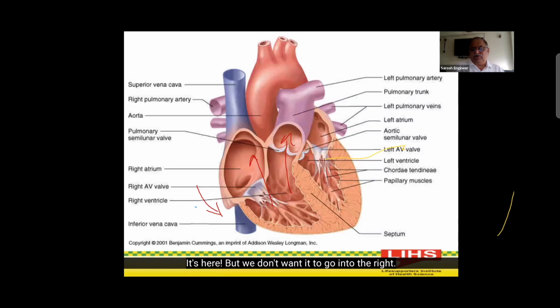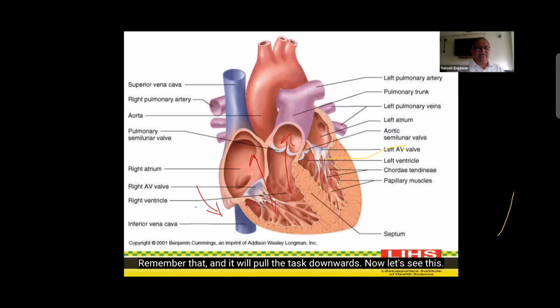But we don't want it to go into the right atrium. Now, how to do this? So now we have to learn what is biophysics. We are going to learn biophysics. What we learned was just contraction of the muscles. So with the ventricles contracting, even the papillary muscle will contract. Remember that? And it will pull the cusp downwards.